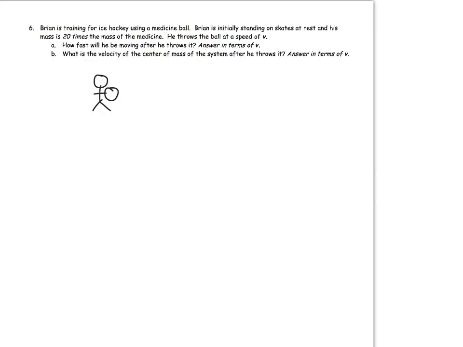So for this problem, we have basically a recoil situation. We have a person standing at rest holding a medicine ball. They then throw the medicine ball in one direction at some speed v, and that's going to cause the person to move in the opposite direction at some speed that we are looking for. Now we know that the mass of the person is 20 times the mass of the ball, so I'll say the person's mass is 20 m, and the mass of the ball is just m.